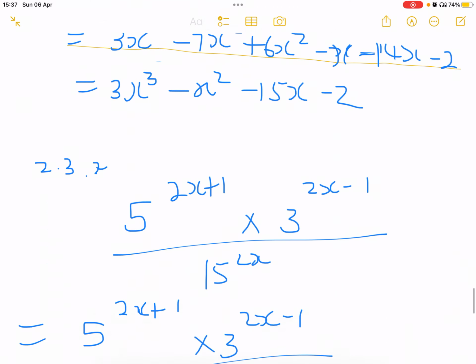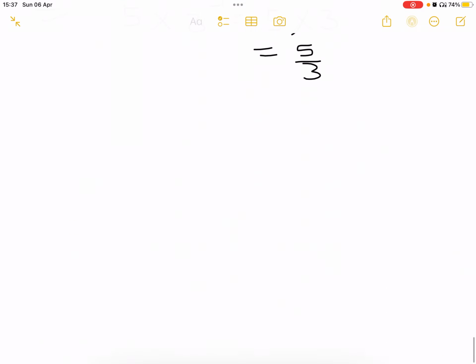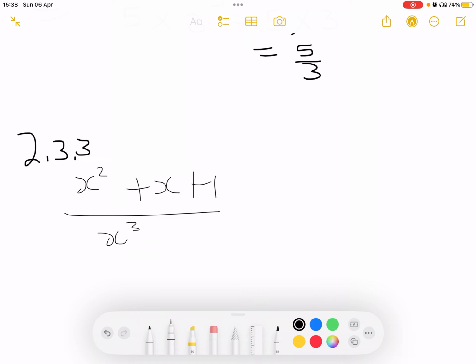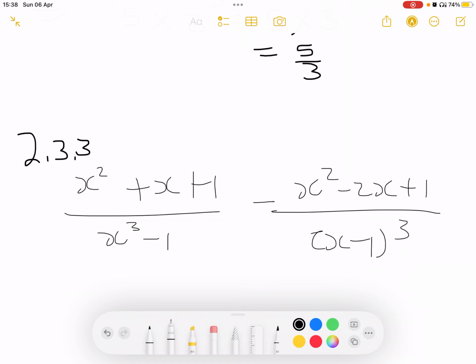Alright, there's quite a lot that must be done there. 2 comma 3 comma 3. We have x squared plus x plus 1 all over x cubed minus 1 minus x squared minus 2x plus 1 all over x minus 1 cubed.